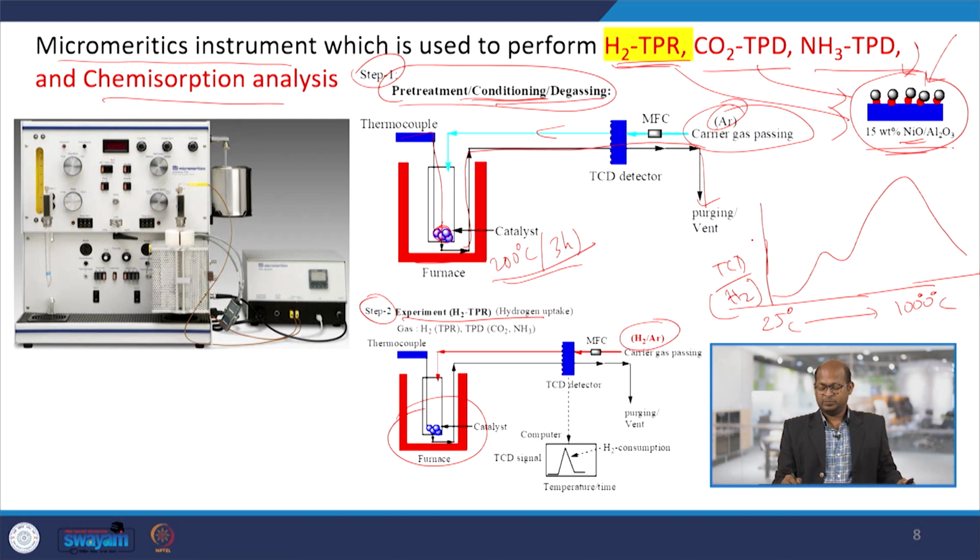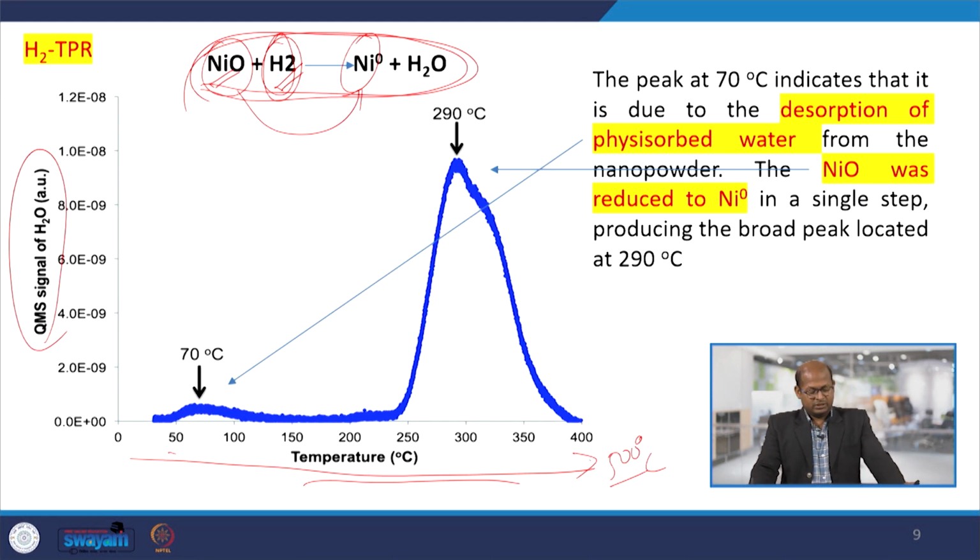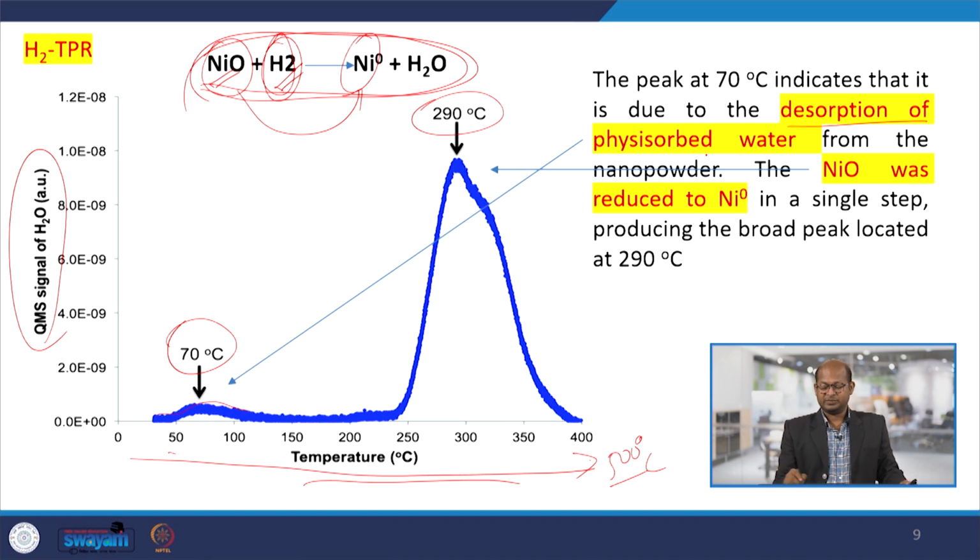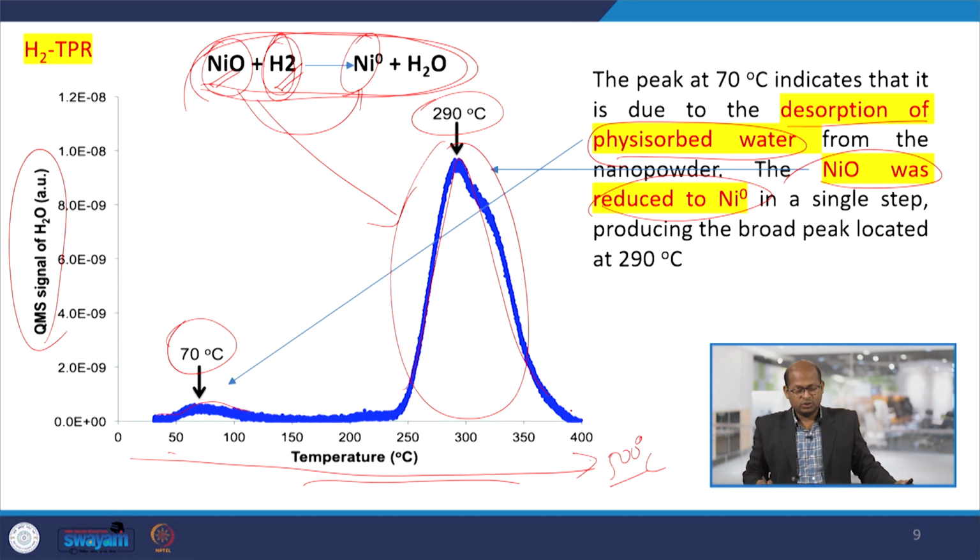It indicates the amount of gas that adsorbs, meaning reacts with the catalyst surface, at a particular temperature. For this particular catalyst, we observed 2 peaks, at 70 and 290 degrees centigrade. The first peak may be due to desorption of physisorbed water molecules that were present, and the second may be the nickel oxide or nickel sites, where the hydrogen consumption is higher. That way you can say that.